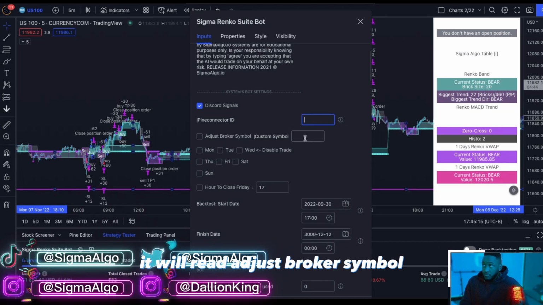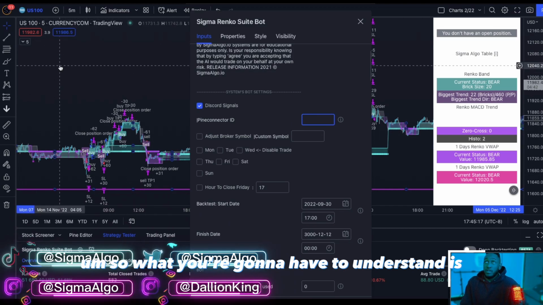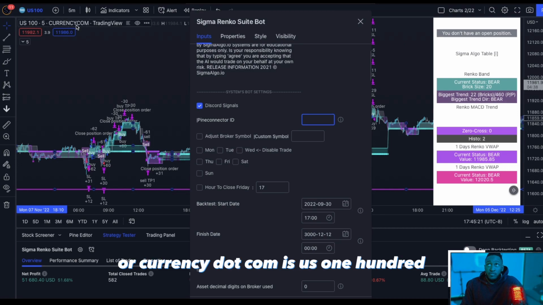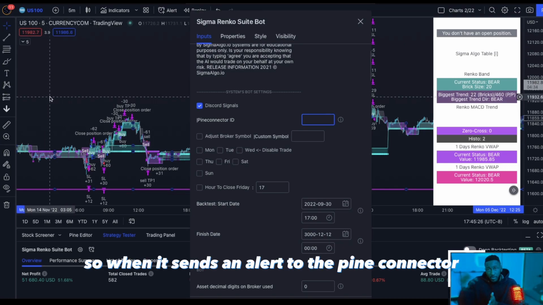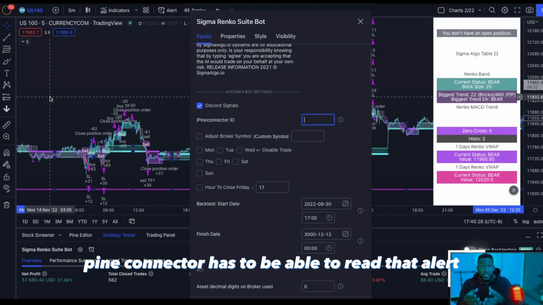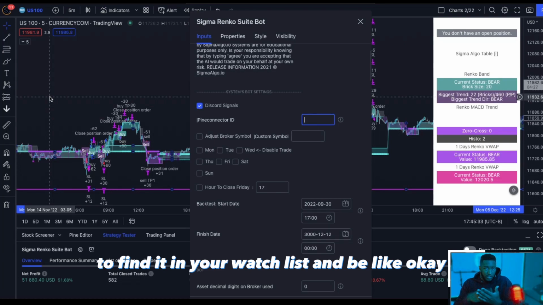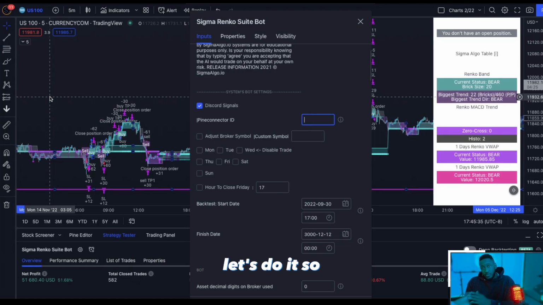Adjust broker symbol. So what you're going to have to understand is, for example, we see that NAS 100 on my TradingView or currency.com is US 100. So when it sends an alert, the Pine Connector has to be able to read that alert to execute the trade, right? To find it in your watch list and be like, okay, I found NAS, let's do it.